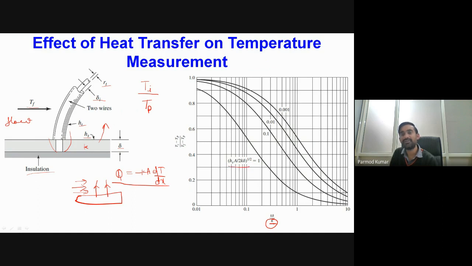Now for different values of this particular parameter, you can see that if its value is equal to 1, then you will be having this particular curve. And if the value of this parameter is decreasing, so if you are having 0.1, 0.001, or you are going towards the lower values, in that case, the error we will be having in the measurement of our surface temperature is increasing.